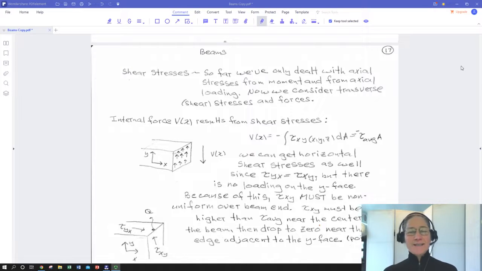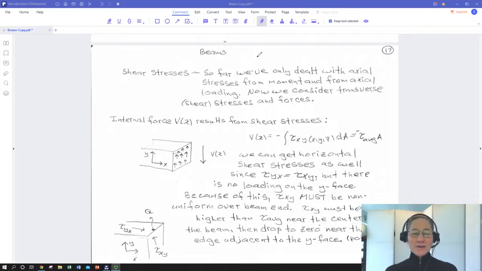And just as an aside and maybe a look ahead, we are going to be making liberal use of the symmetry of our stress tensor. So remember how tau xy equals tau yx in our stress tensor. The shear stress on the x face in the y direction has to be the same as the shear stress on the y face in the x direction.